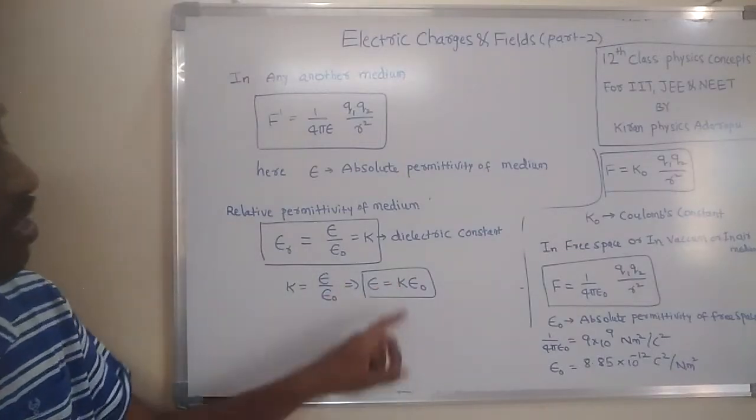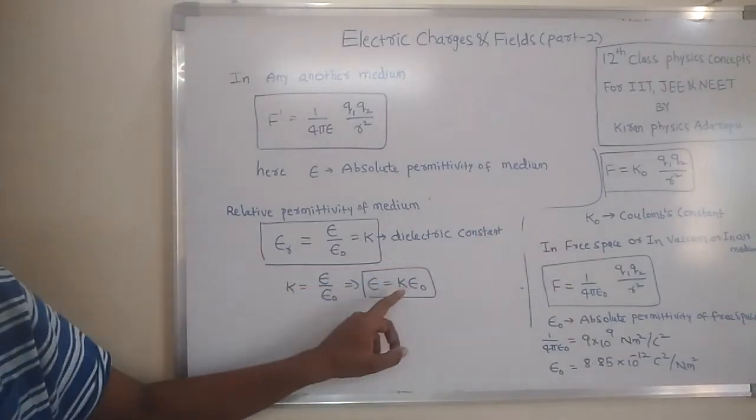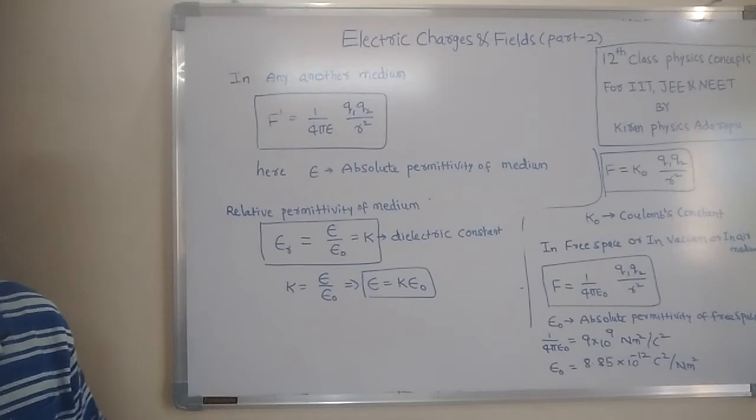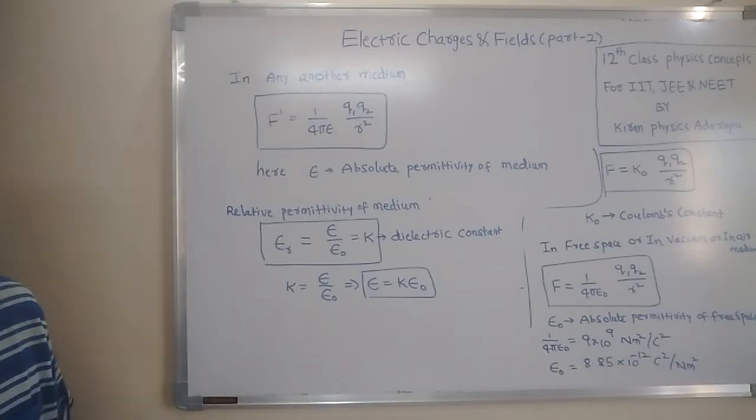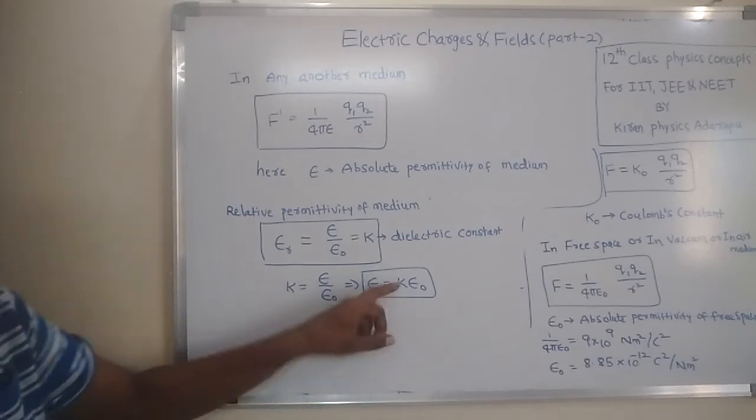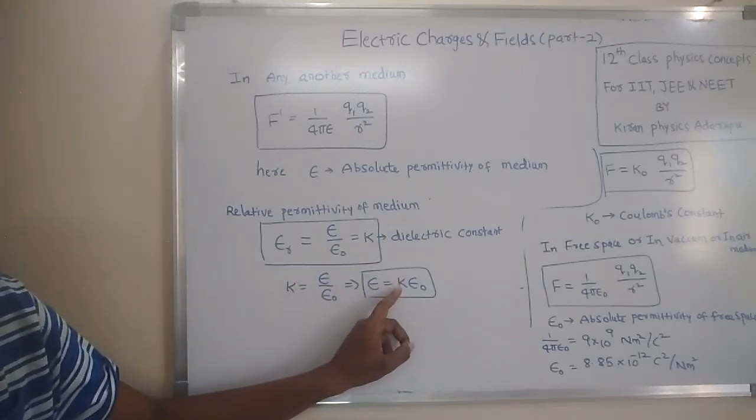For different mediums, these dielectric constant values are different. For example, for air medium, dielectric constant is 1. For metals, dielectric constant is a very large value, that is infinite. For glass medium, or any other medium, this K value is different. So these all are known values.